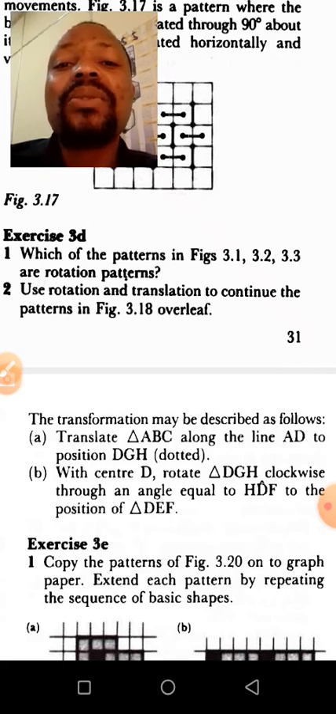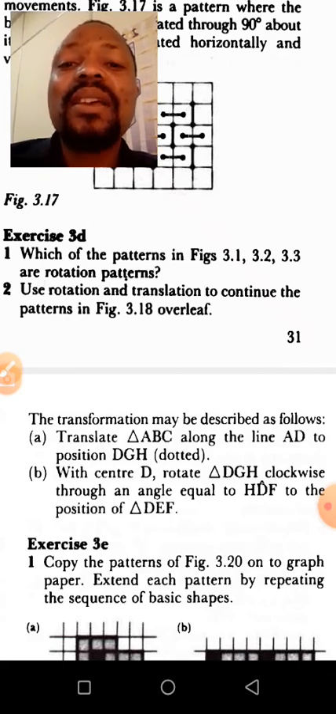Here we are talking of a ZIMSEC syllabus, that is the Mathematics ZIMSEC syllabus, O Level.